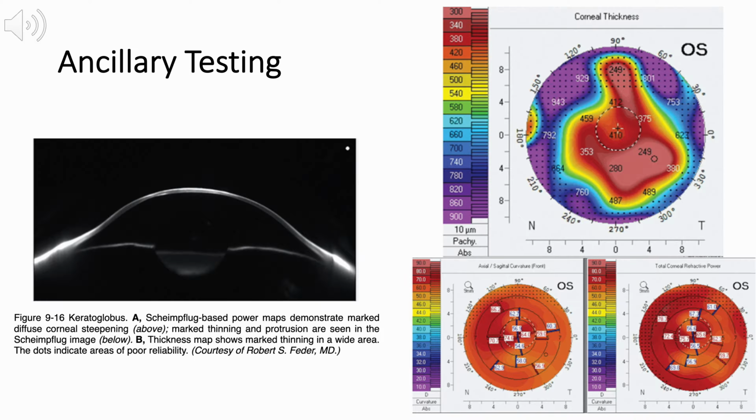The Scheimpflug cross-sectional image shown here on the left further illustrates the corneal protrusion and diffuse thinning, capturing the exaggerated curvature that characterizes the disease. The color-coded pachymetry and curvature maps to the right confirm these findings, with areas of red and orange indicating zones of extreme thinning and steepening. Taken together, these ancillary images provide a comprehensive overview of the structural instability in keratoglobus, and they emphasize the importance of imaging in both diagnosis and monitoring progression.